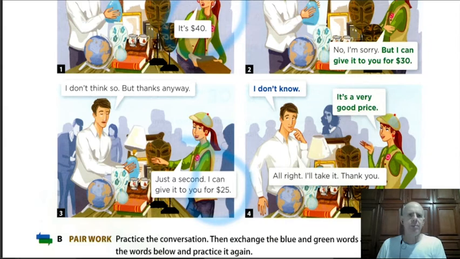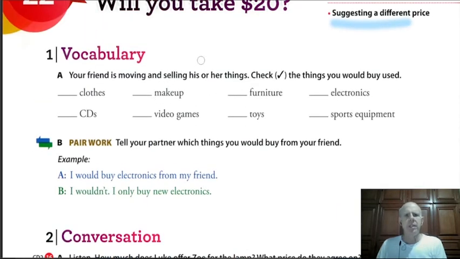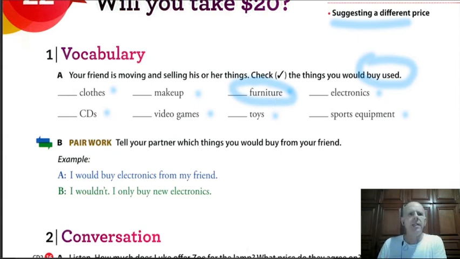He asks for a lower price, she suggests a bit bigger price, and so on. We talked about buying used items like clothes, CDs, makeup, video games, furniture, toys, electronics, and sports equipment. Like in Lavras, it's very common to sell and buy used furniture because there are always students moving in and out from Lavras. What do we have to do in the live lesson?